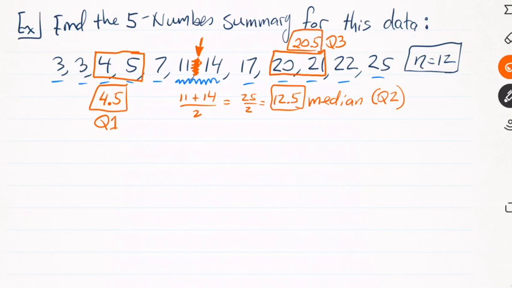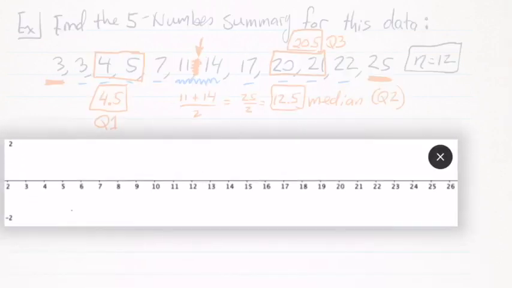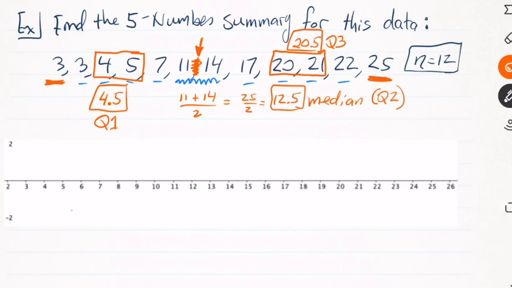And then, of course, the minimum number is 3. The maximum number is 25. So let's put this information into a graph. This one I scaled because the numbers were kind of large. And the smallest number is going to go here. Let me change colors. At 3, so I'll draw a long dash at 3. The quartile 1 is at 4.5, so I'll put a dash there.